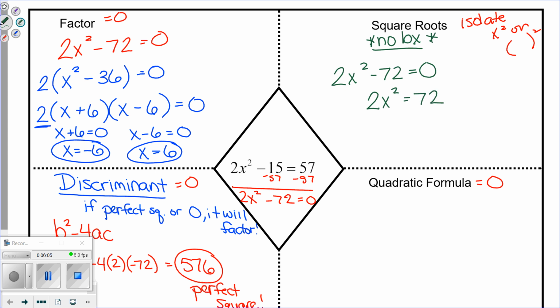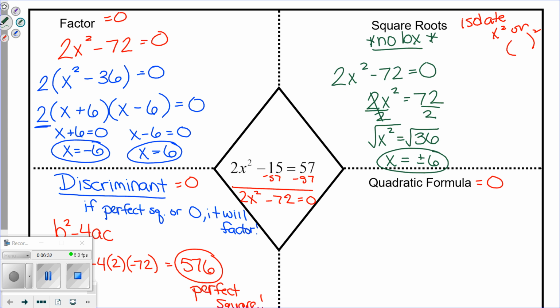Can I take the square root right now? Nope. Some of you like to, but don't. Divide both sides by 2. And we get x squared equals 36. Take the square root. So x equals plus or minus 6. Thank you. Holy crap, I got the same answer over here.